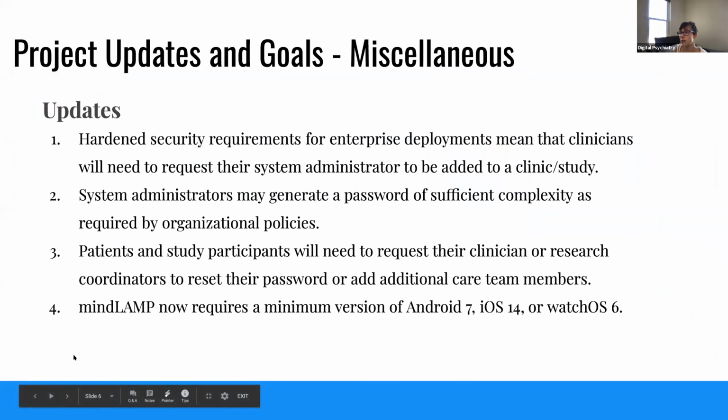And then we have just a few updates around LAMP use in general. One is hardened security requirements for groups that are self-deploying LAMP, which means that system admins are going to need to generate passwords, reset passwords and accounts for clinicians and for patients. And then MyLAMP now requires a minimum version of Android 7, iOS 14, or watchOS 6.